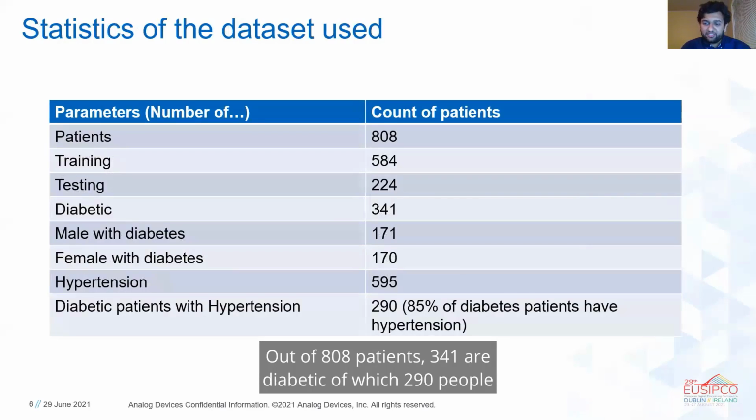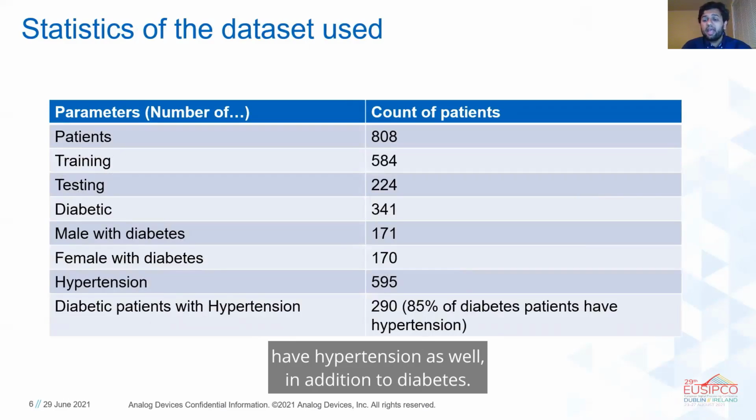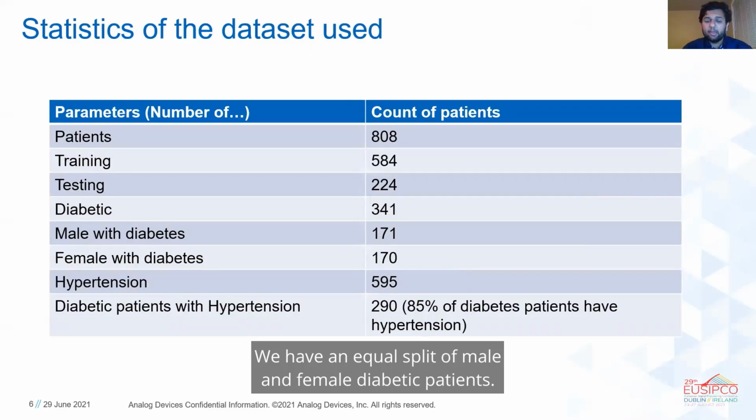Out of 808 patients, 341 are diabetic, of which 290 people have hypertension as well, in addition to diabetes. We have an equal split of male and female diabetic patients.